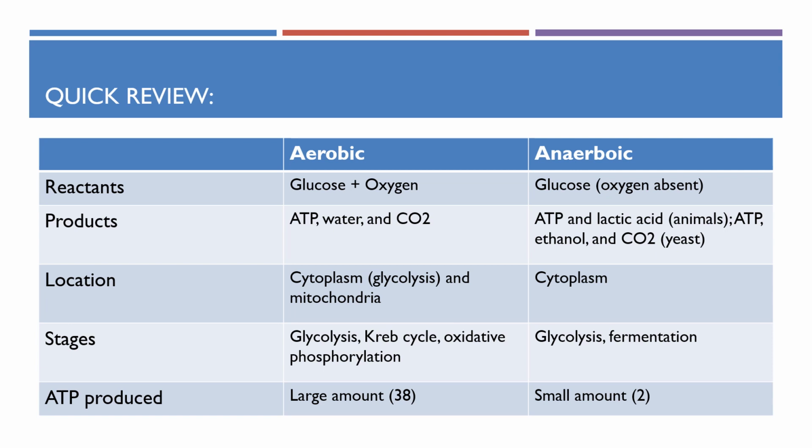The location is a little different again. Aerobic takes place in the cytoplasm for glycolysis, but primarily the mitochondria. Anaerobic takes place purely in the cytoplasm. There's different stages per each. Aerobic has glycolysis, Krebs cycle, and oxidative phosphorylation. Anaerobic has glycolysis and fermentation. And then, of course, aerobic is so much more efficient than anaerobic because you get the production of 38 ATP, and in anaerobic you only get the production of 2.